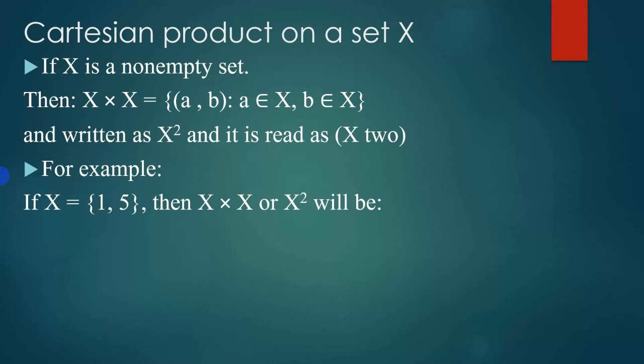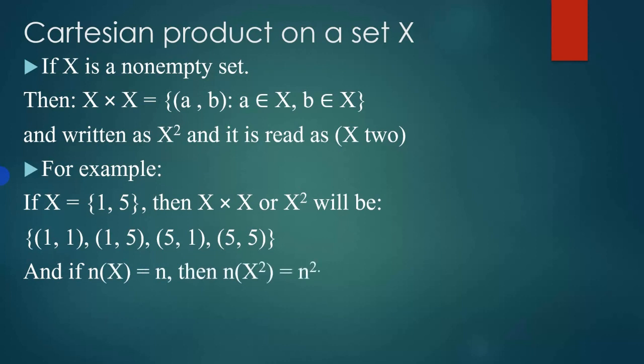What about 5? 5 will be a first projection with each of the elements of the set X. So 5 will be a first projection with 1, which gives the ordered pair (5, 1). And 5 will be a first projection with itself, which gives the ordered pair (5, 5). So X2 or X cross X will be the set of (1, 1), (1, 5), (5, 1), and (5, 5).